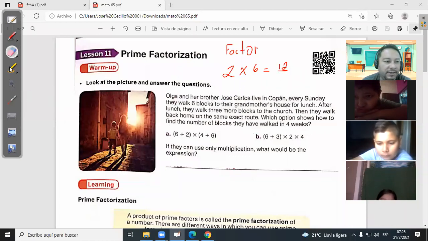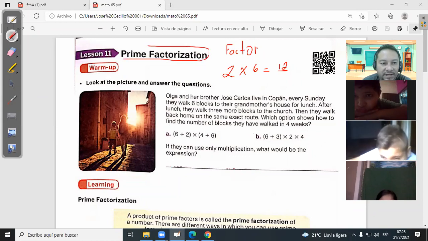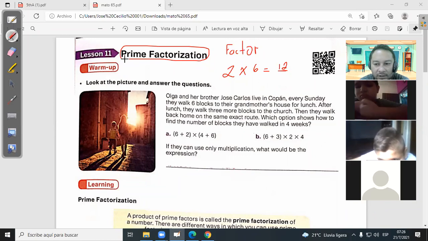Now I want you to pay attention to this one, okay? We are going to see prime factorization. And what are the primes? All the numbers that have only two divisors. They are divisible only by themselves and by one.